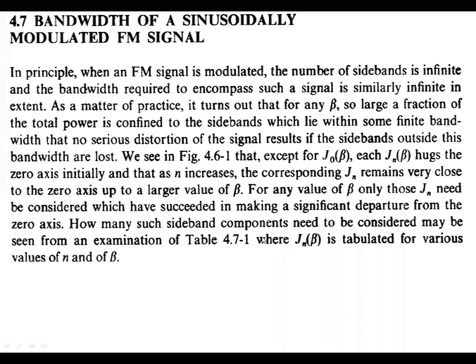Okay, so what you are understanding with this concept is that infinite number of sidebands are there. So in theory, with infinite number of sidebands, the bandwidth is infinity. But in the practical case, only some of the sidebands are considered, those sidebands that cross the points depending upon the J naught term. Depending upon the J naught term.